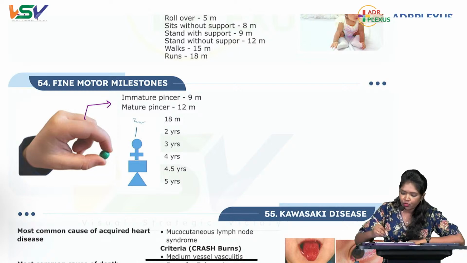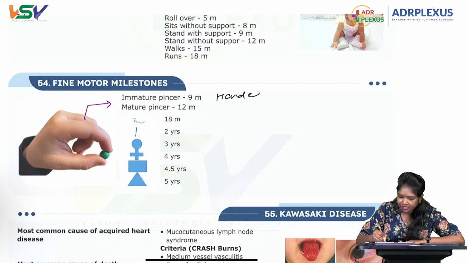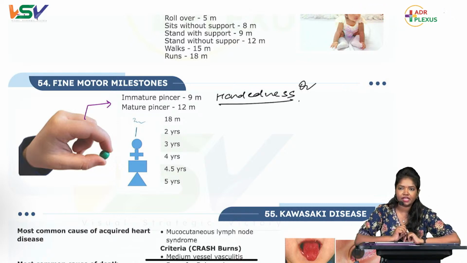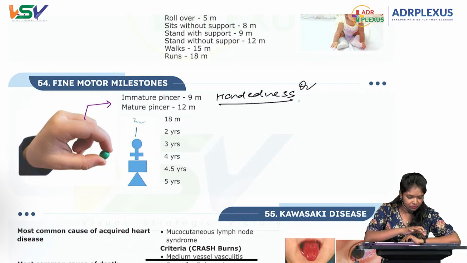One more important thing I want you to ask: handedness. At what age is it established? Question, INI question: handedness is seen at what age? 3 years. Very good. 3 years.